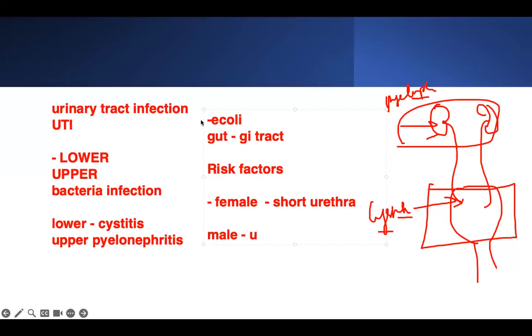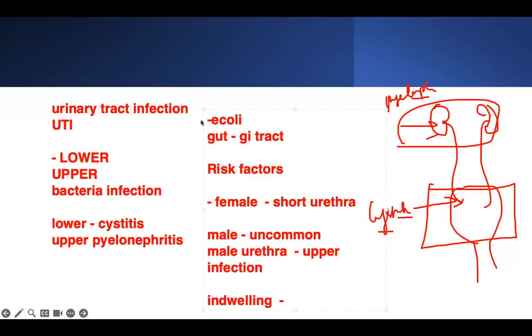Male, uncommon. But when we see it, I'm worried because the male has a very long urethra. So when I see urinary tract infection in the male, I'm thinking about upper infection. That means they have pyelo quickly. So you don't see urinary tract infection in male often, but it can happen. When we see it, we really, really worry. Somebody who has an indwelling catheter is going to get infection. So that's why you try to remove the catheter as soon as possible. As long as you're not using it, we're going to remove it quickly and prevent any problem.